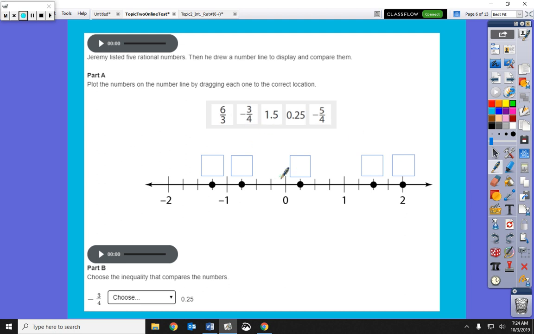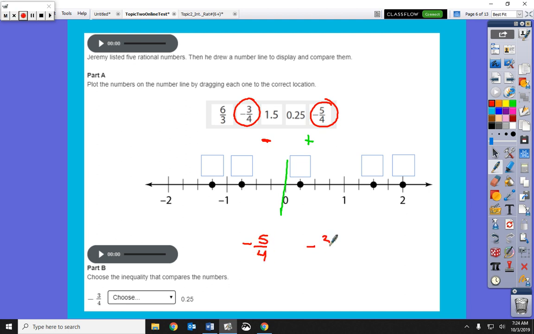First thing I noticed, here is 0. To the right is my positive numbers. To the left is my negative numbers. So I know that this will be a negative number. This will be a negative number. Okay, I have -5 fourths.